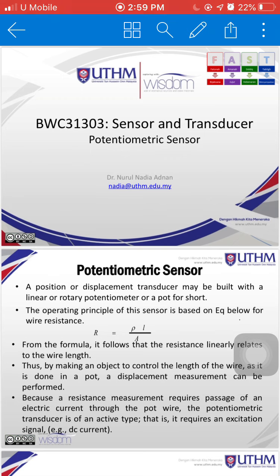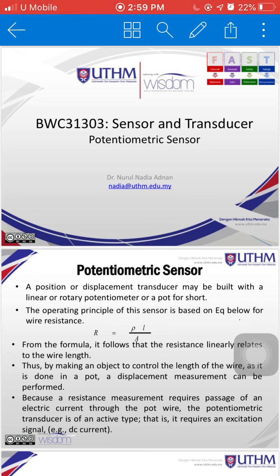Okay, so we will continue our lecture on chapter 5, which is position, displacement and level sensor. We are going to discuss 4 types of sensor in this chapter: potentiometric sensor, capacitive sensor, inductive and magnetic sensor, and lastly we will look at the optical sensor. First of all, in this part we are going to discuss the potentiometric sensor.